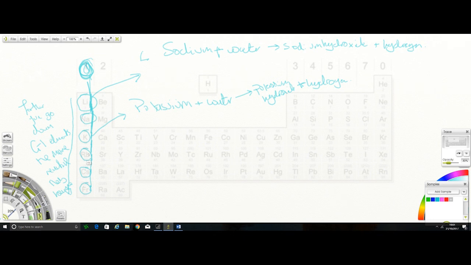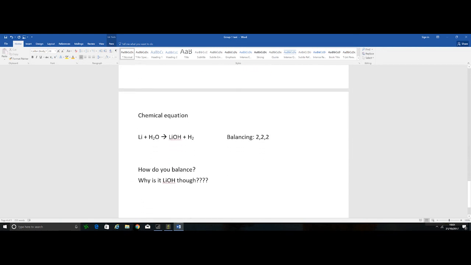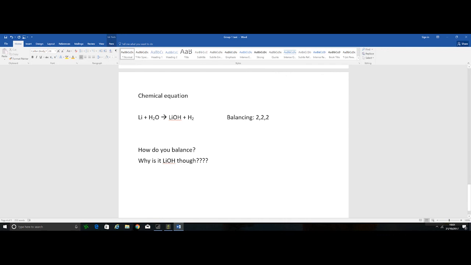Now the next question is, how do we write this down as a chemical equation? It'd be like this. It'd be lithium, so that's Li, plus water, because water is H2O, and this arrow means makes. So when you react lithium with water, it will make lithium hydroxide plus your hydrogen gas. And now the simplest way to remember how to balance a group 1 element reacting with water is simple. You put a 2 in front of the lithium, a 2 in front of the water, and a 2 in front of the lithium hydroxide.